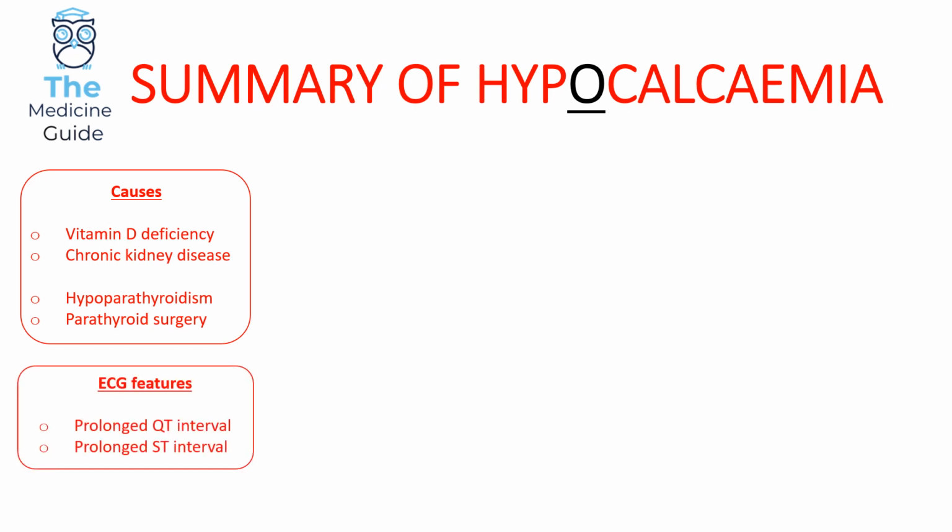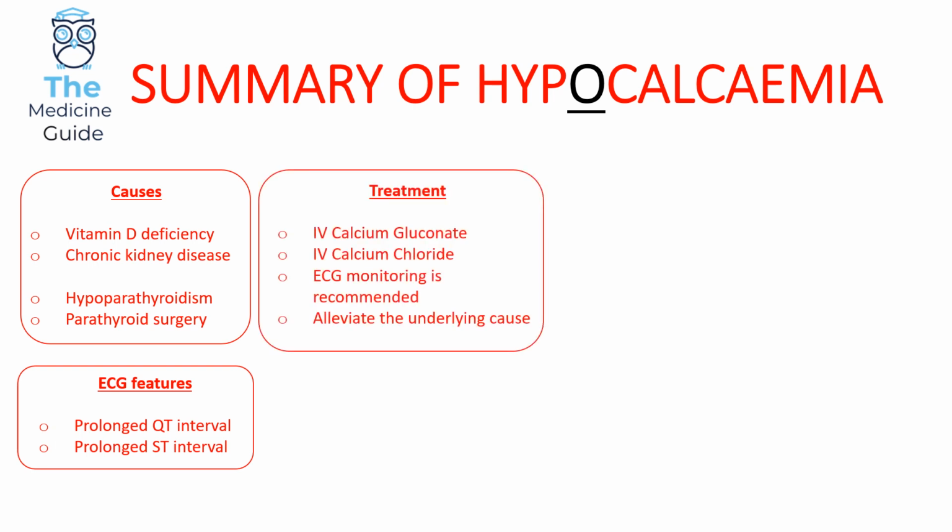So ECG features which are suggestive of hypocalcemia involve a prolonged QT interval and also a prolonged ST interval. And from personal experience, I would say that prolonged QT interval tends to classically present in SBAs for medical school finals. Now, in terms of treatment, we offer patients IV calcium gluconate, with IV calcium chloride as an alternative, and ECG monitoring is recommended, and ultimately we need to treat the underlying cause.